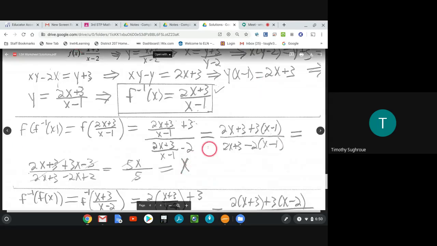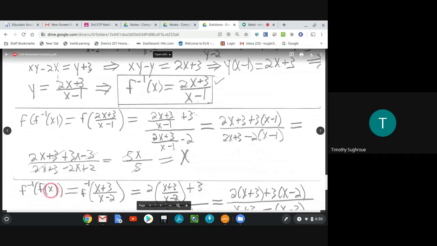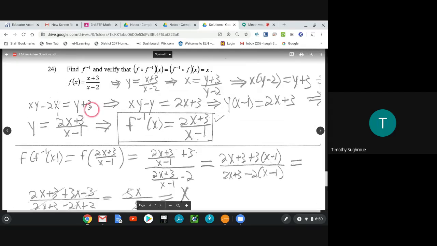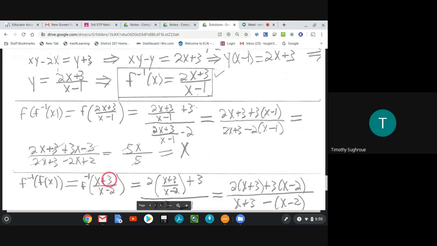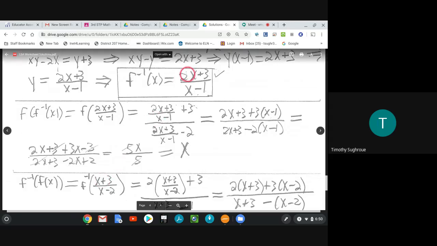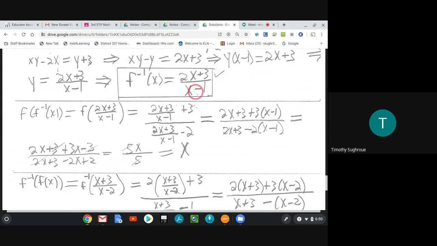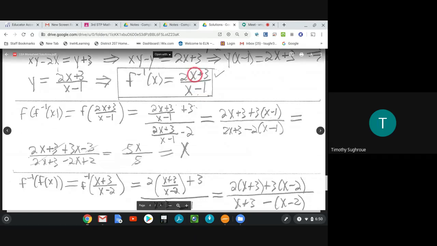As if all this isn't bad enough, now we need to crank it in the opposite way. Take x, plug it into the original function. That's what comes out: x plus 3 over x minus 2. That's the output. That output becomes the new input into our newly formed inverse function. That means that x plus 3 over x minus 2 is coming in right here for this circled x and right here for this circled x.